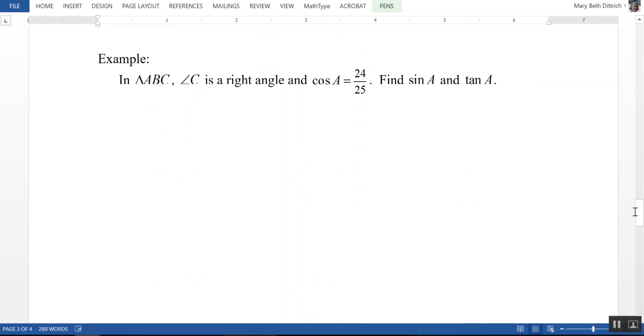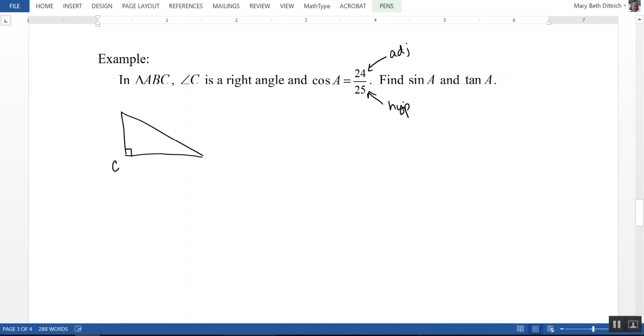Here's another example. In triangle ABC, C is a right angle, and the cosine of angle A is 24 over 25. Find the sine of A and the tangent of A. So I'm going to start with a little sketch here and draw my right triangle. There's my right angle. My right angle is C, and this says that the cosine of A is 24 over 25, and I know that cosine is adjacent over hypotenuse.